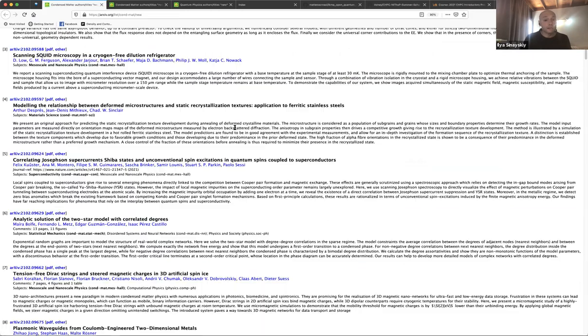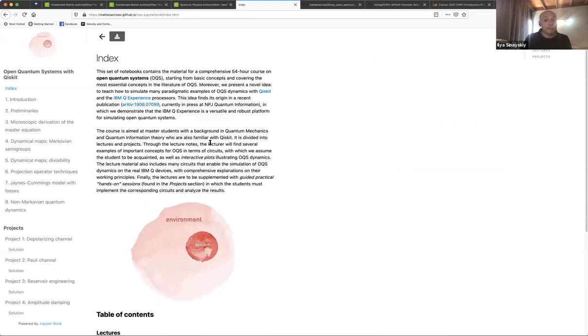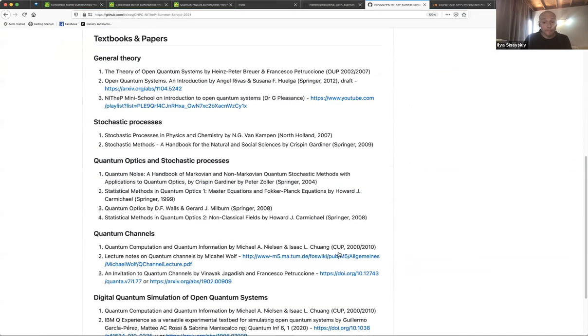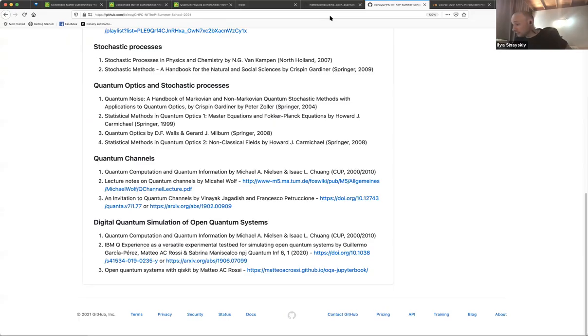So this is a GitHub repo of Matteo Rossi on open quantum systems, which I really suggest that you go through afterwards. And this is another GitHub repo by Matteo Rossi, which accompanies the paper mentioned here. You can always get the original paper for free because it's in npj Quantum Information. Okay, so now let me go to my iPad, and I also uploaded the lecture notes into the Moodle folder, so the notes which I'm going to go through now should be available.